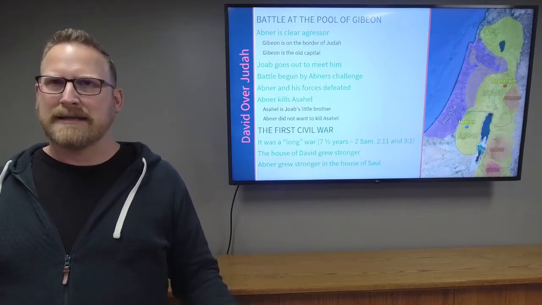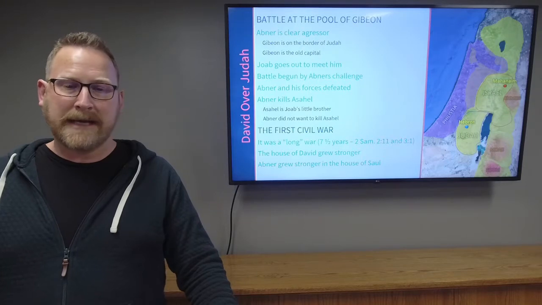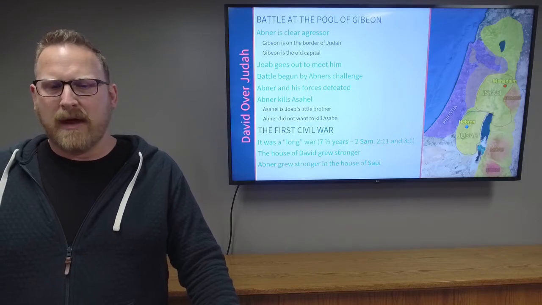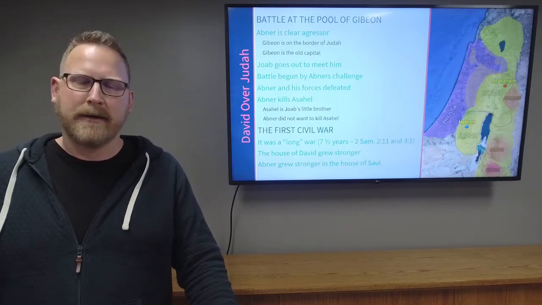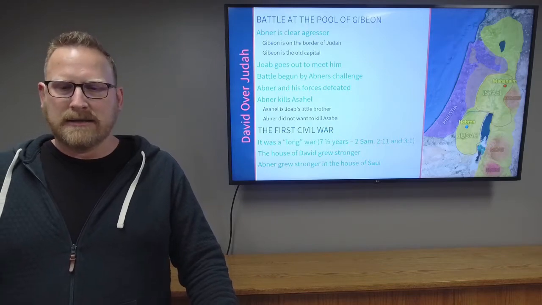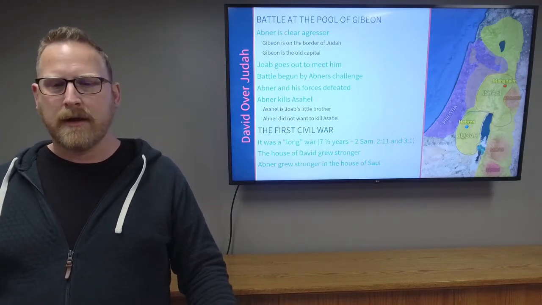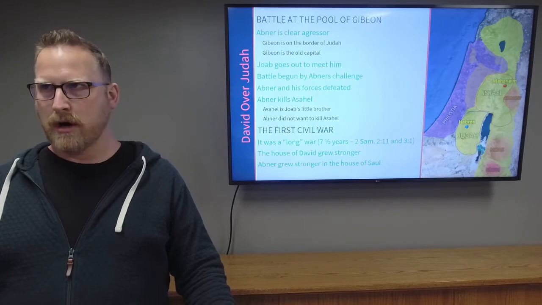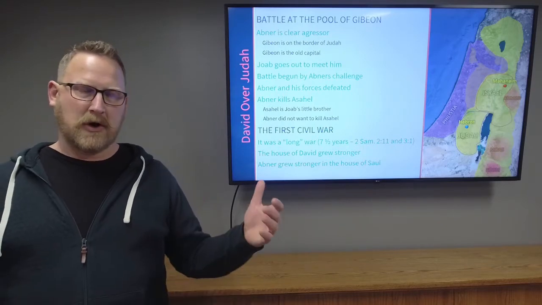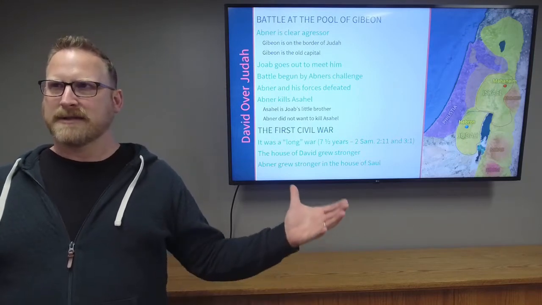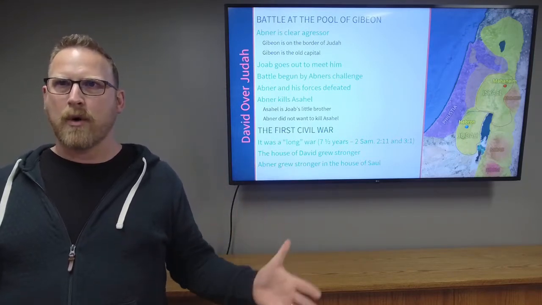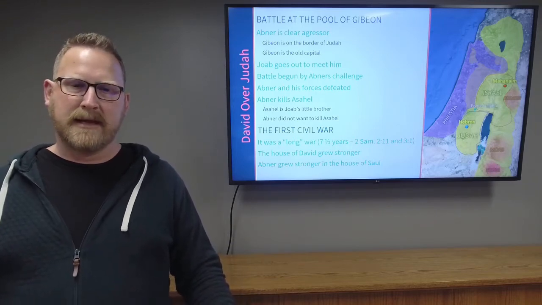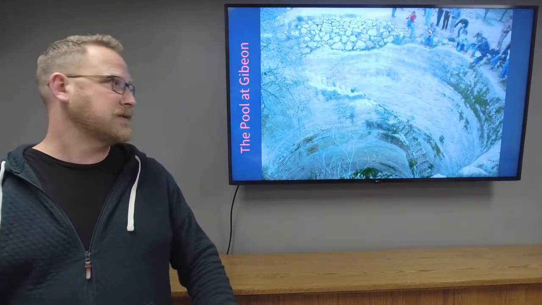However, right after that, it says that there was a long war between the North and the South, and it went for 7.5 years. And so that war had battles in it, but we're not really told a lot about those battles. And so there's that contesting going back and forth between them. During this war, the house of David is growing stronger and stronger, and the house of Saul is growing weaker and weaker. But as the house of Saul is growing weaker, Abner is becoming more and more important and more powerful in that house.